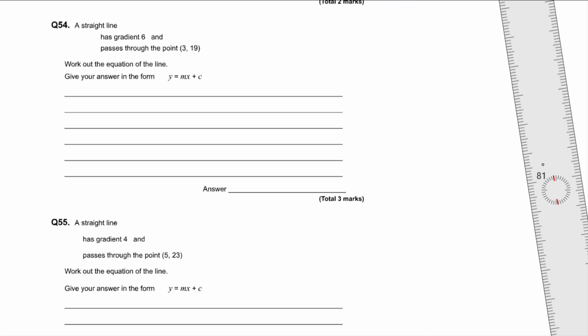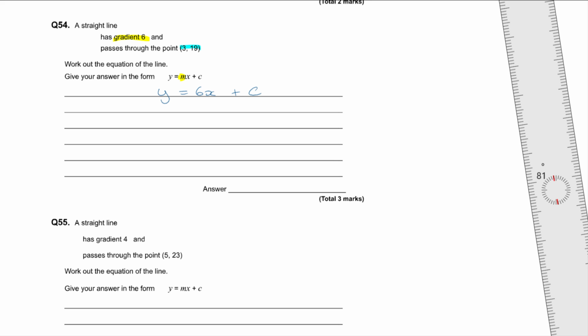Question 54, a straight line has gradient 6 and passes through the point (3, 19). Work out the equation of the line. Give your answer in the form y = mx + c. Okay, so we've been given the gradient 6, so we already know the m there, it's 6. So I can say the equation has the form y = 6x + c. I don't know what the c is just yet, but I do know it passes through the point (3, 19).